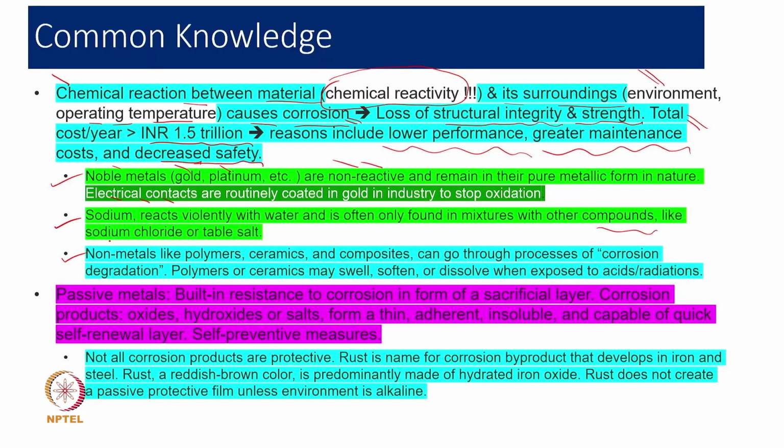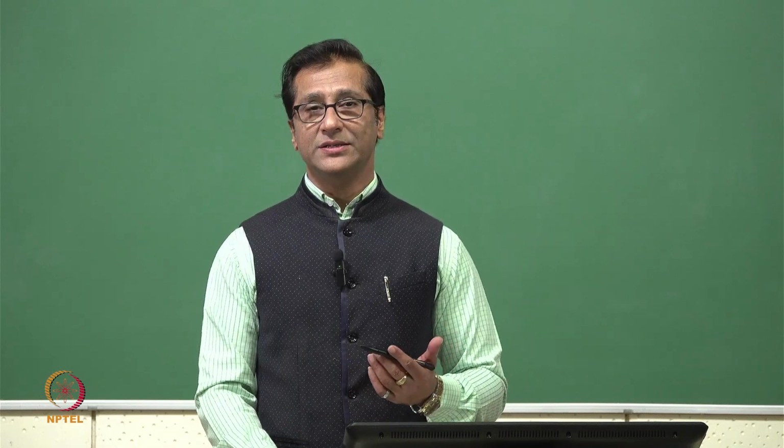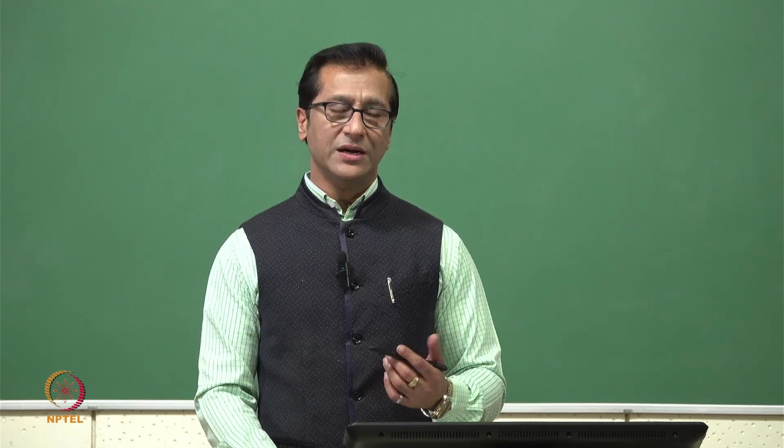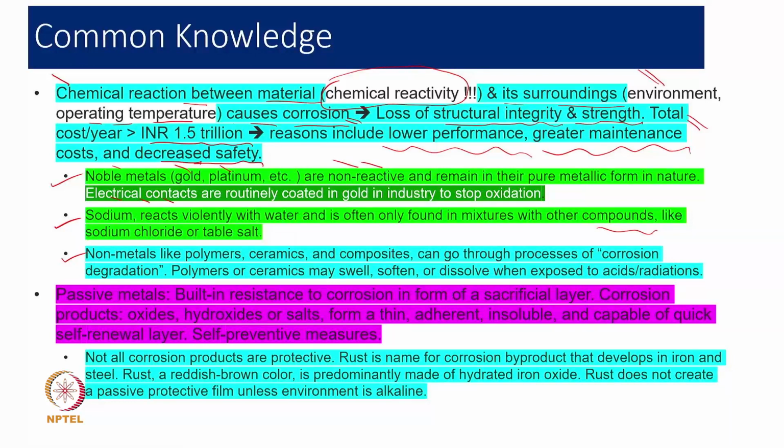Another thing is that often people feel that non-metals, particularly polymers, ceramics or cement, don't get oxidized or corroded. No, that is not so. They also get corroded. Polymers or ceramics swell, soften, and dissolve when exposed to acid and radiation, and they get damaged with time.